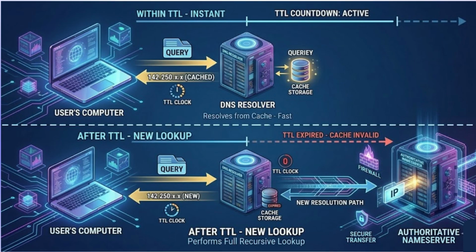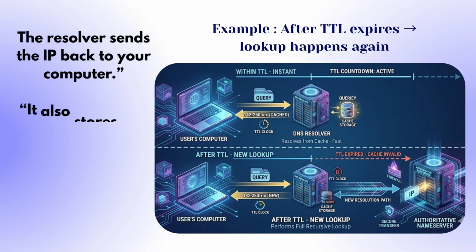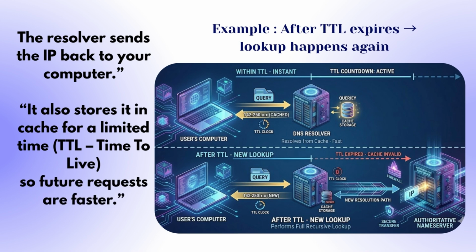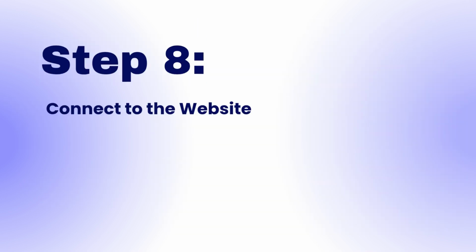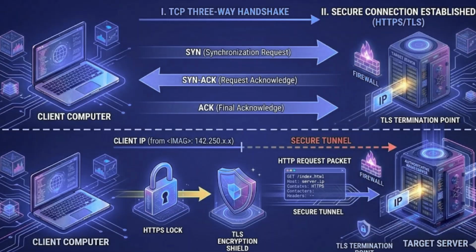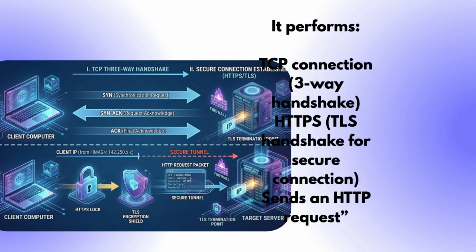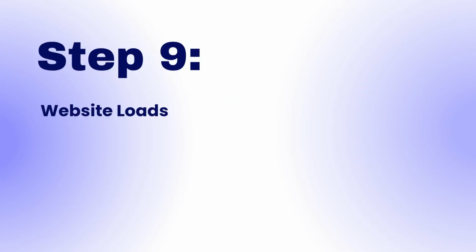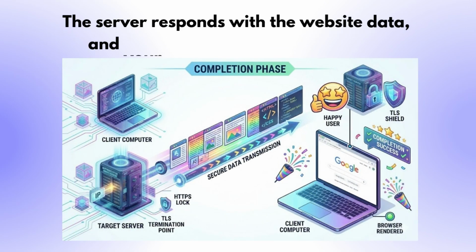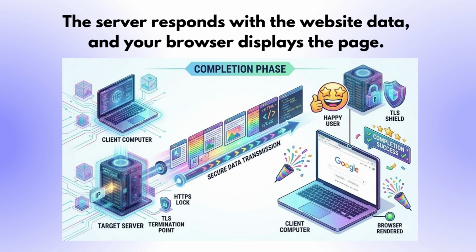Step 7. The resolver sends the IP back to your computer. It also stores it in cache for a limited time, TTL, time to live, so future requests are faster. Step 8. Now your browser uses the IP to connect to the server. It performs a TCP connection, three-way handshake, an HTTPS TLS handshake for a secure connection, and sends an HTTP request. Step 9. The server responds with the website data, and your browser displays the page.